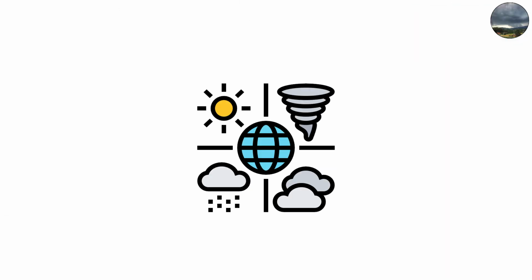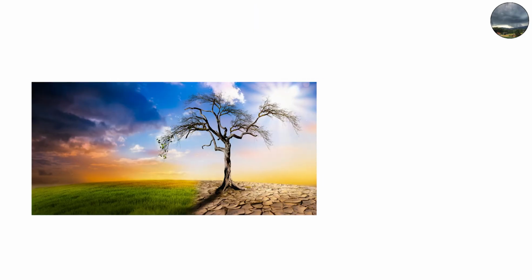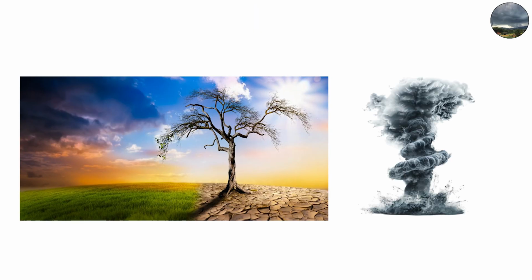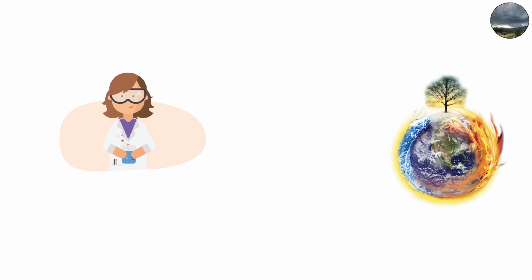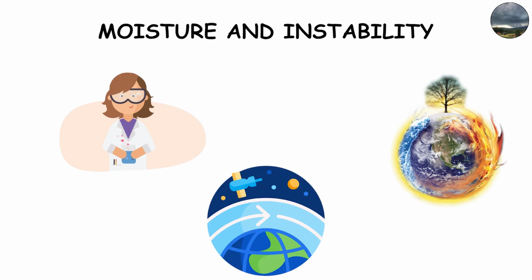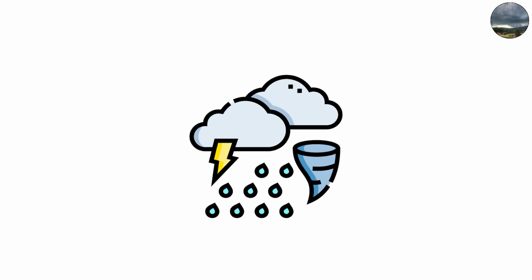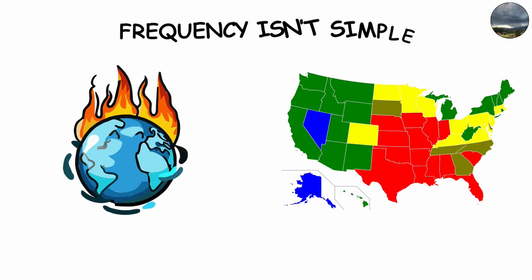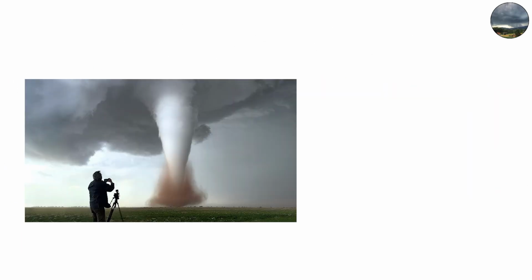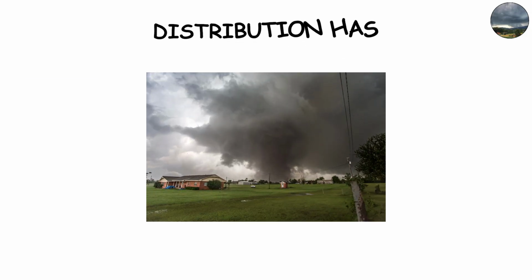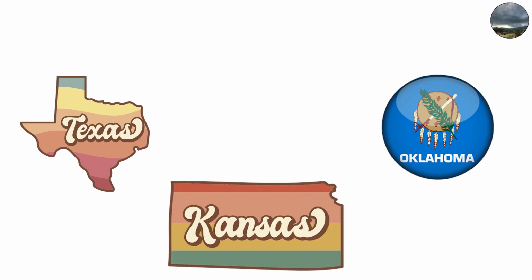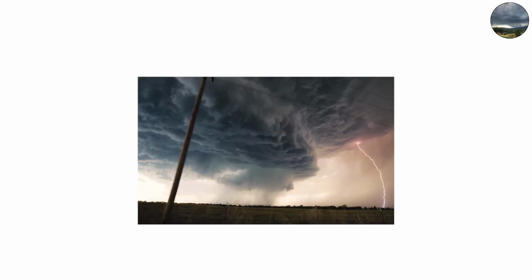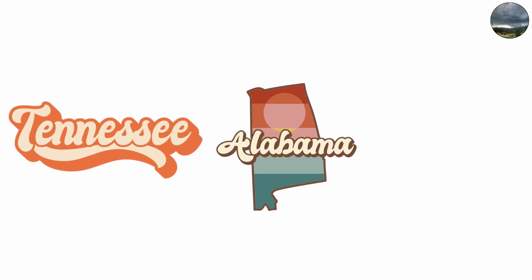One of the biggest questions in meteorology today is how climate change affects tornado activity. Scientists agree that a warming planet increases atmospheric moisture and instability, two ingredients that fuel severe storms. However, the link between global warming and tornado frequency isn't simple. Studies show that the number of tornadoes each year in the U.S. hasn't dramatically increased, but their distribution has. Tornado Alley, once centered over Texas, Oklahoma, and Kansas, is gradually shifting eastward towards states like Tennessee, Alabama, and Mississippi.